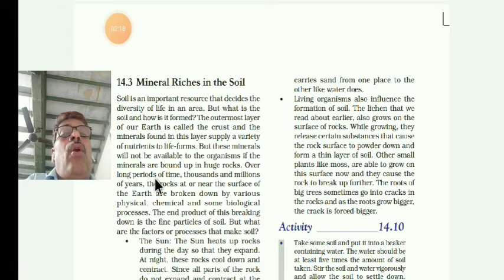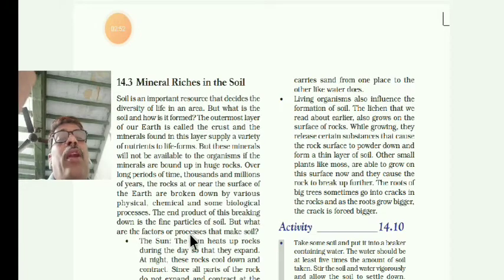Over long periods of time, thousands and millions of years, the rocks at or near the surface of the earth are broken down by various physical, chemical, and some biological processes. So in this way, rocks are broken down by the physical process, by the chemical process, and by the biological process. Here, you will study them one by one also. In this way, the soils are formed. The end product of this breaking down is the fine particles of the soil.